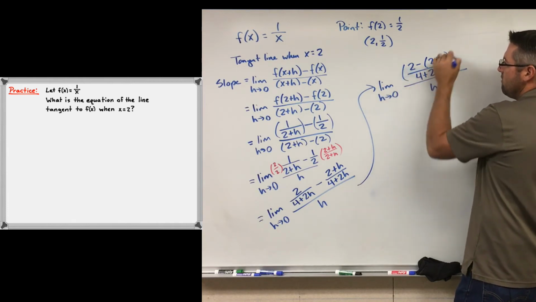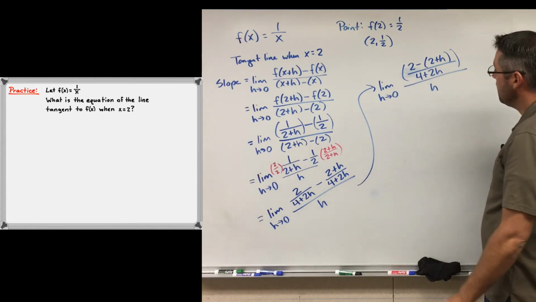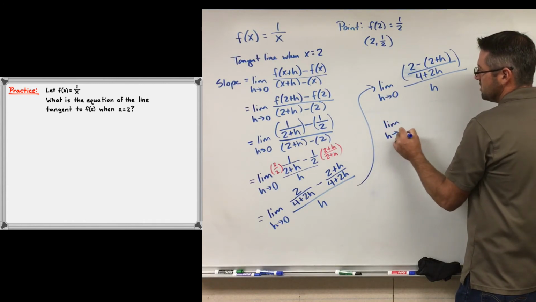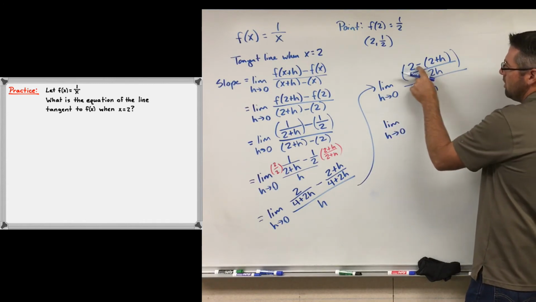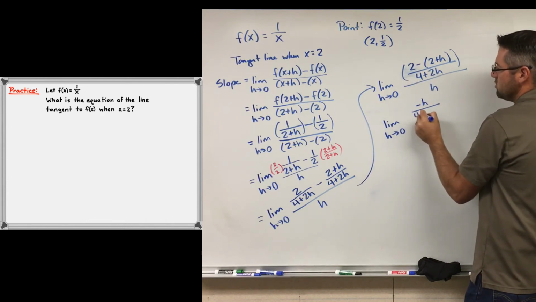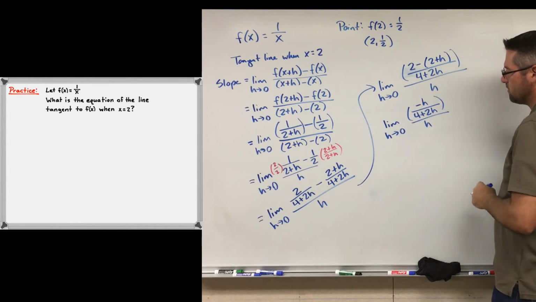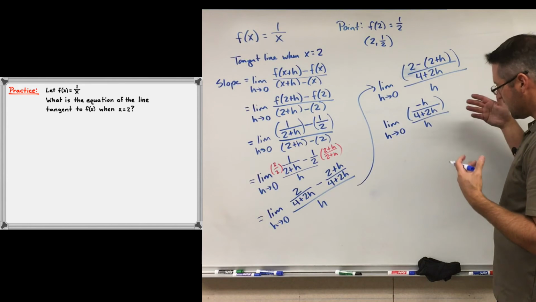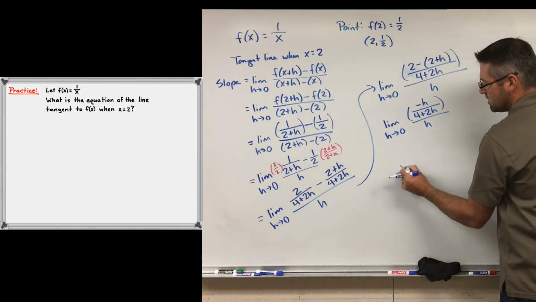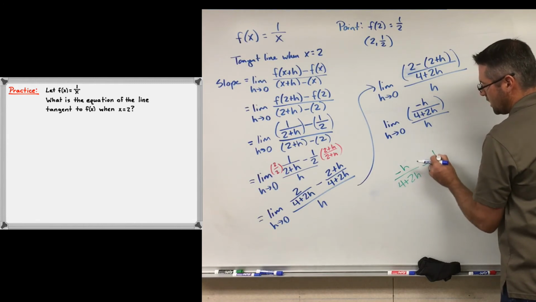Okay, so we have a fraction divided by h. Okay, now I can simplify that top a little bit to be the limit as h approaches 0. 2 minus 2 is 0. We're going to distribute the negative, so that becomes negative h over 4 plus 2h, and then all over h. Okay, now how do I divide that? If you don't see it right away, you could write it out. We're dividing fractions, so it's negative h over 4 plus 2h divided by h.